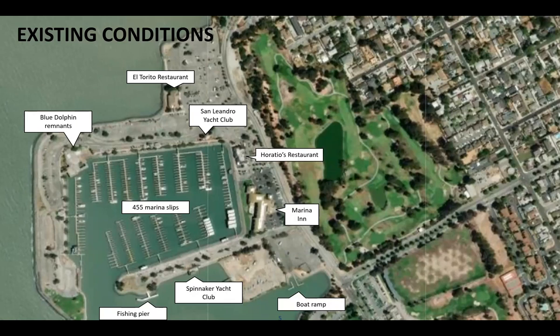The land surrounding the marina is developed with a few commercial uses, such as Horatio's Restaurant, the El Torito Restaurant, and the Marina Inn, and two yacht clubs, the San Leandro Yacht Club and the Spinnaker Yacht Club. On Mulford Point, there is the remnant foundation of the demolished Blue Dolphin Restaurant, and there's also a fishing pier, a boat ramp, and some public access facilities, and about 1,800 parking spaces and surface parking throughout the site.